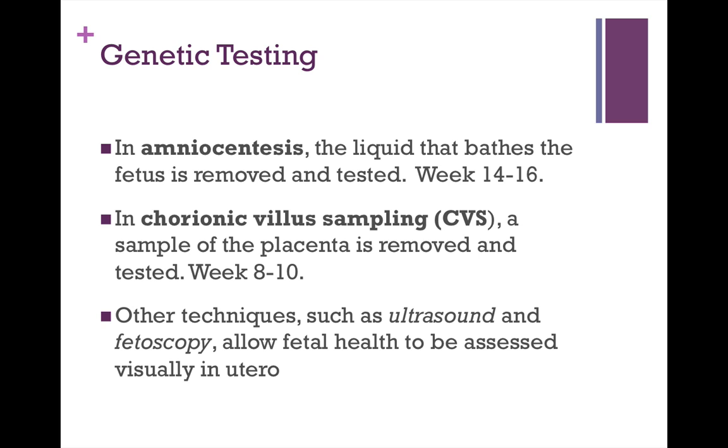We mentioned genetic counseling, genetic testing. There's a couple of ways to do it for a developing offspring within a mother. First way is called amniocentesis. The amnion is the liquid that bathes the fetus, and that's going to be removed and tested. You can do that about 14 to 16 weeks into the pregnancy. The second type is called chorionic villus sampling, CVS, and with that, a sample of the placenta or the chorion is removed and tested. You can do that a bit earlier, from about weeks 8 through 10 of a pregnancy.